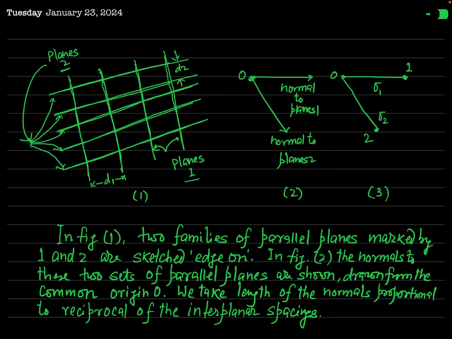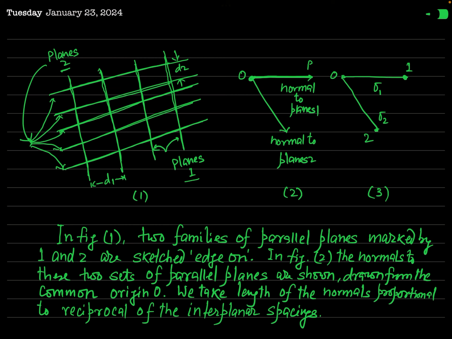Now to develop the idea of reciprocal lattice, we choose an arbitrary origin. You can see this figure. O is an arbitrary origin. And we draw normals from this arbitrary origin to the families of parallel planes. So you can see this line which I have drawn here, let us say this is OP. This OP is the normal drawn from the arbitrary origin O, and this is the normal to all the planes 1.